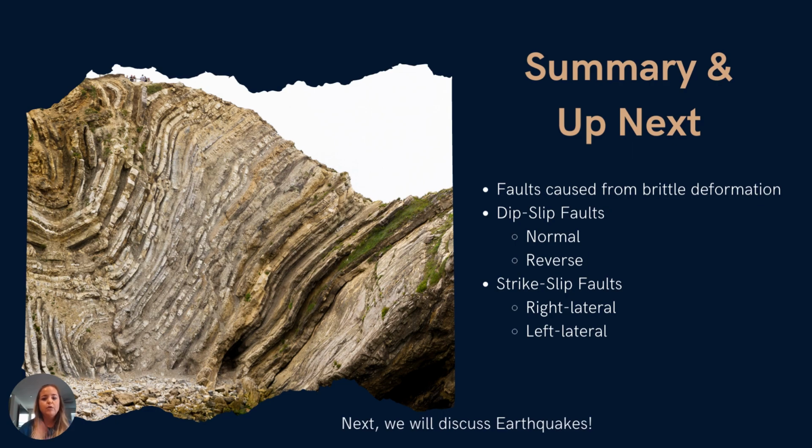All right, so we talked about the different types of faults. The dip slip faults move up and down or vertically. We talked about the strike slip faults which move horizontally. So with dip slip faults, normal is driven by tension, reverse is driven by compression. Strike slip faults, both right and left lateral, are driven by shear stress. Okay, and all of these are caused from brittle deformation of the crust.